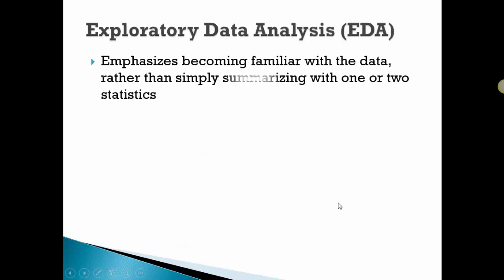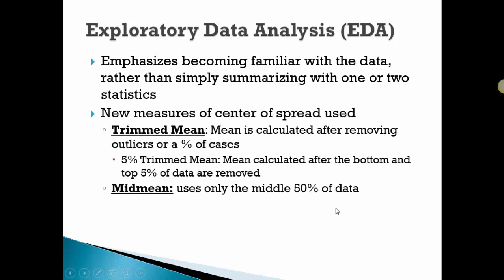All right, exploratory data analysis is becoming familiar with the data, rather than just summarizing it by one or two statistics, and we make some pictures and different calculations. So one calculation is called a trimmed mean. We take away a certain number of outliers or percent of cases. So a 5% mean, we calculate it after the bottom and the top 5% of data are removed. The mid-mean uses only the middle 50% of the data.